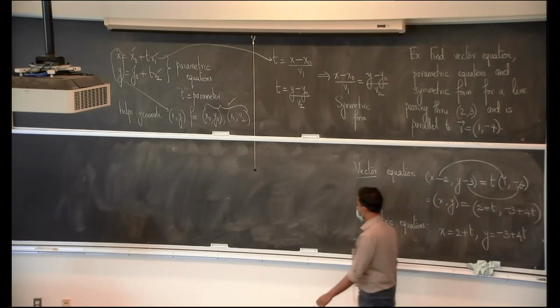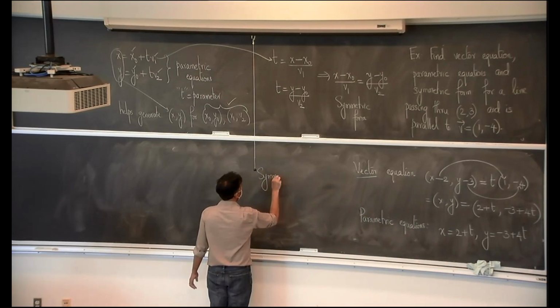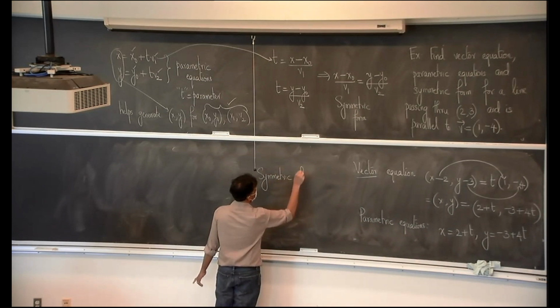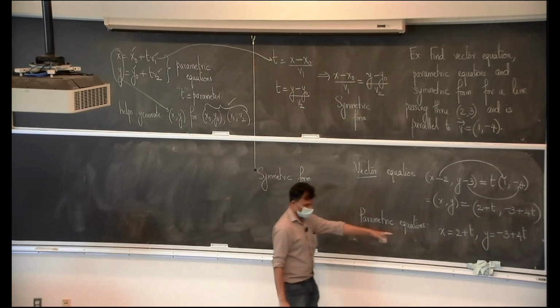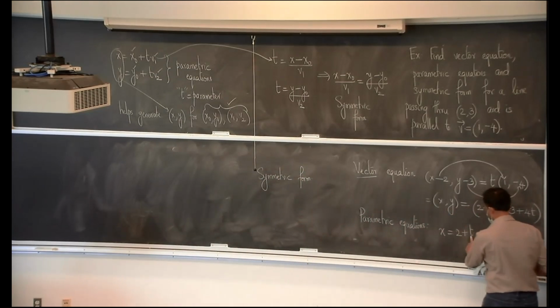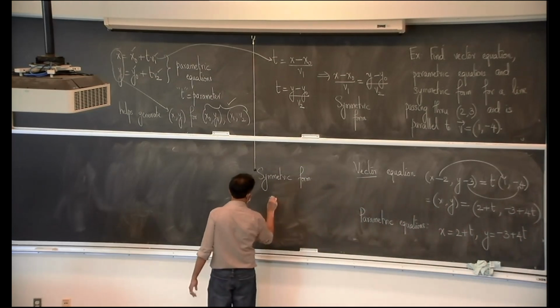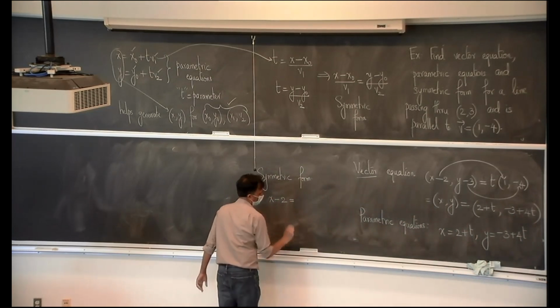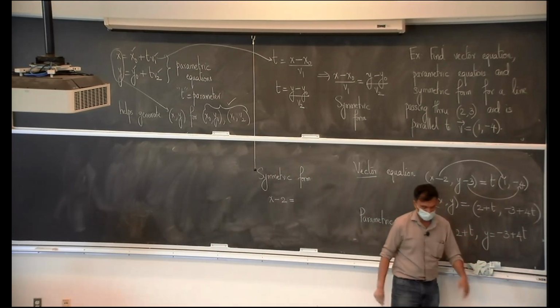And the symmetric form or the symmetric equation: we're solving for t from each of these. So from here you get t equal to x minus 2. And from this equation you get t equal to y plus 3 over 4.